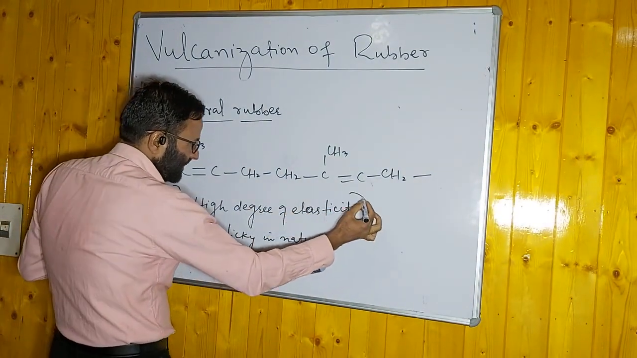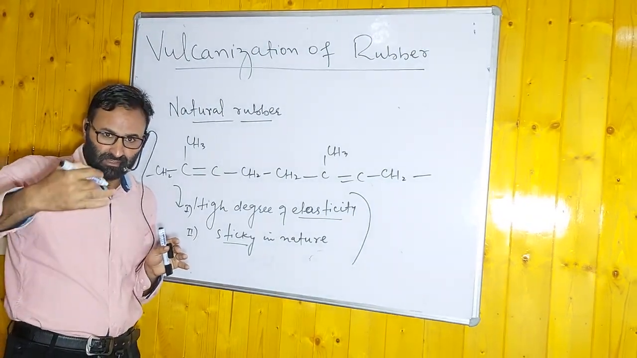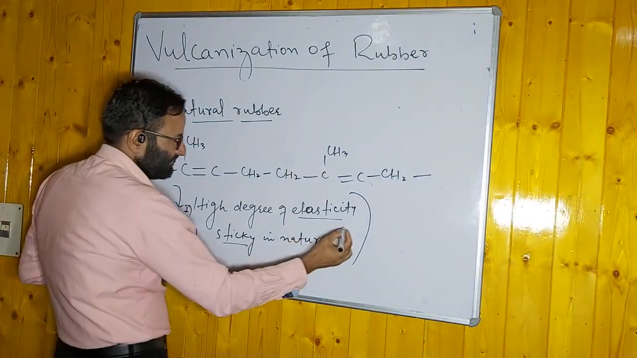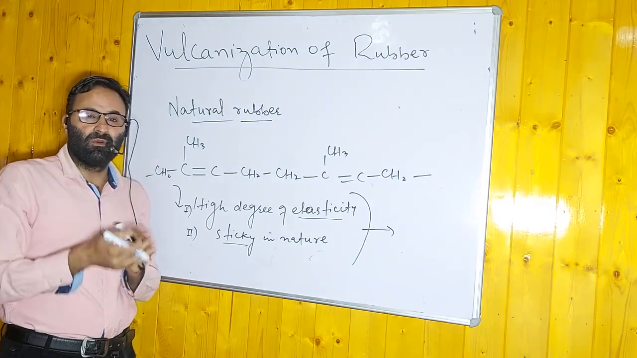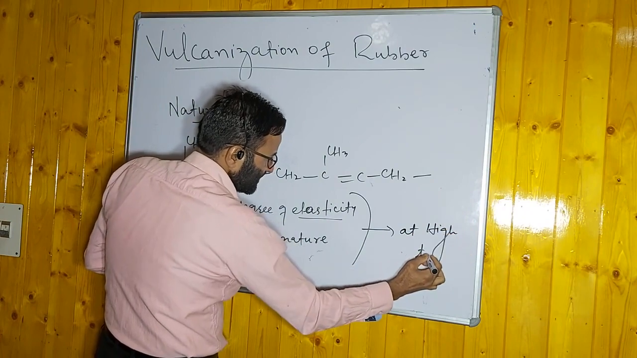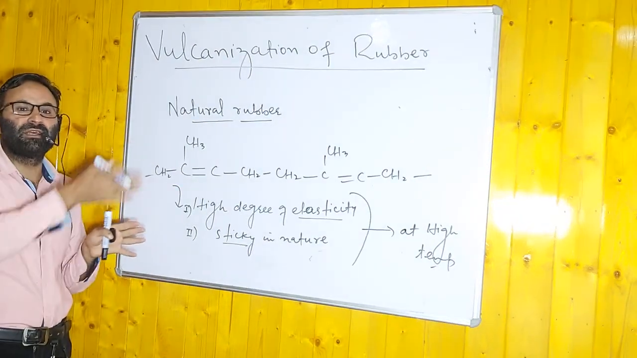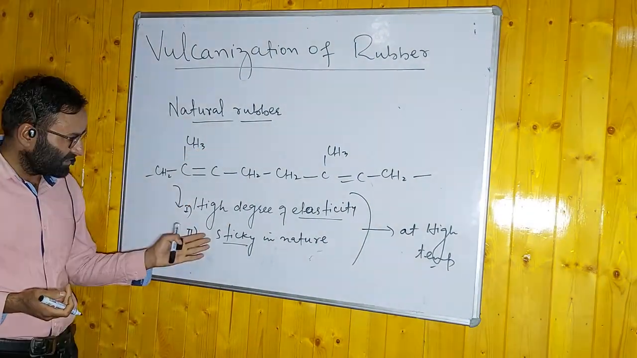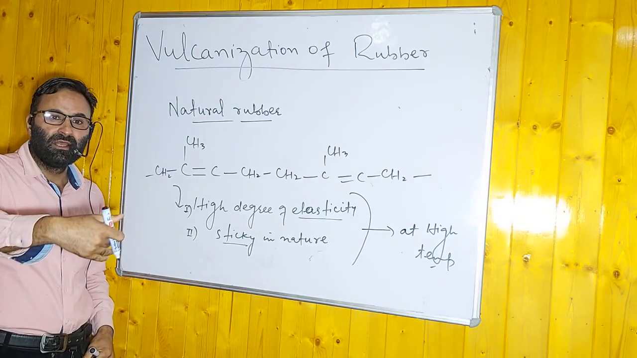These two properties, elasticity and sticky nature, become even more pronounced at high temperature. When the temperature is high, elasticity increases, and the sticky nature also increases. I am talking about properties, but these are problems associated with natural rubber. The first is that natural rubber has a high degree of elasticity. The second, it is sticky in nature, and these two properties become even more at high temperature.